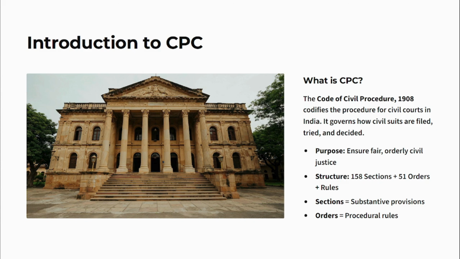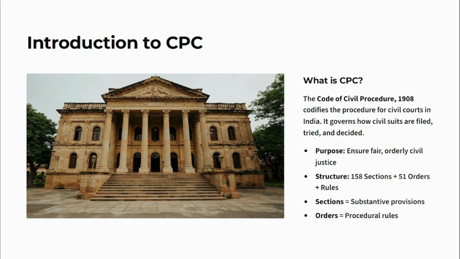What is CPC? CPC stands for Code of Civil Procedure 1908. In simple words, it is a rule book that tells courts how to handle civil cases, that is property disputes, money disputes, contracts, etc. It does not give new rights, it only tells how to go to court and get those rights enforced.